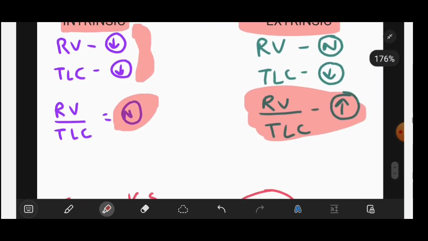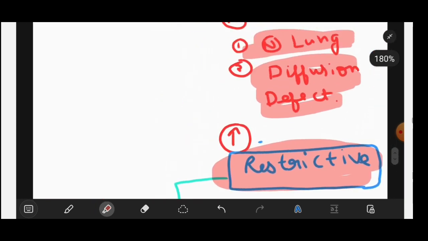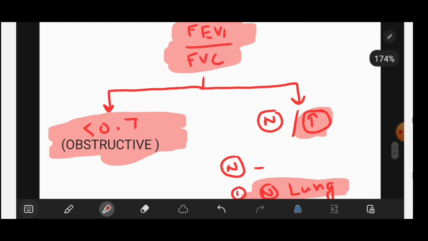So guys, this was a short lecture, and this is very important, guys. Approach to spirometry is a direct question for your exams.